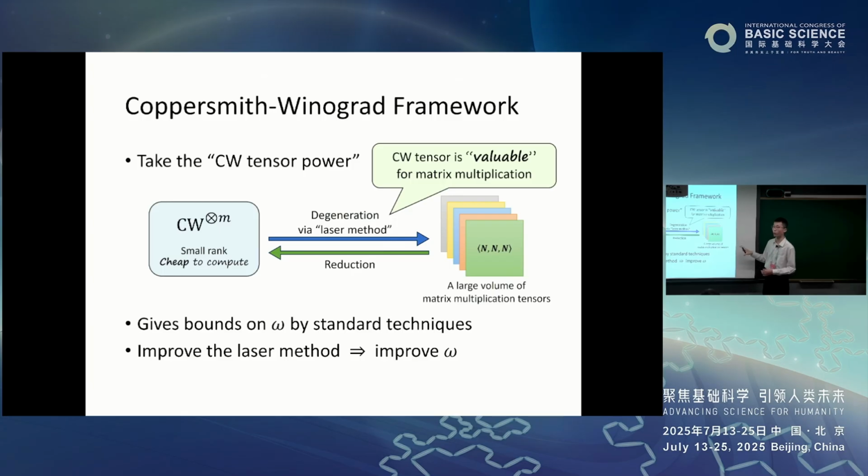So this is how the Coppersmith-Winograd framework works. And in fact, in this entire framework, the only step that we can hope to improve is the degeneration in the middle. All other steps are already optimal and fixed in the framework. If we can somehow come up with a better degeneration in the middle, that means that we can take the same input tensor on the left-hand side, but produce larger and more matrix multiplication tensors on the right, which will intuitively give us better bounds on omega. And in fact, improving this laser method in the middle was how people made all of the improvements after the seminal work in the 1990s.